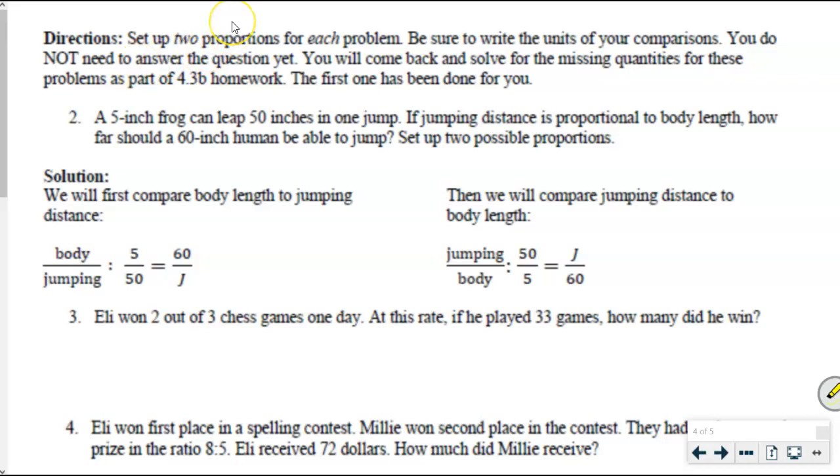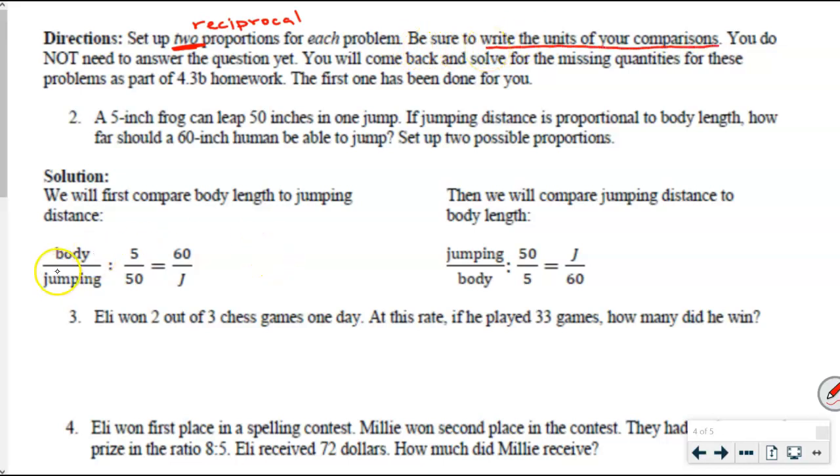We're going to be setting up 2 proportions for each problem. How do we set up 2? All we're really doing is writing 1 and then rewriting it as the reciprocal. We're flipping it, rewriting it as the reciprocal. The one thing we want to make sure of is to write the units of our comparisons.